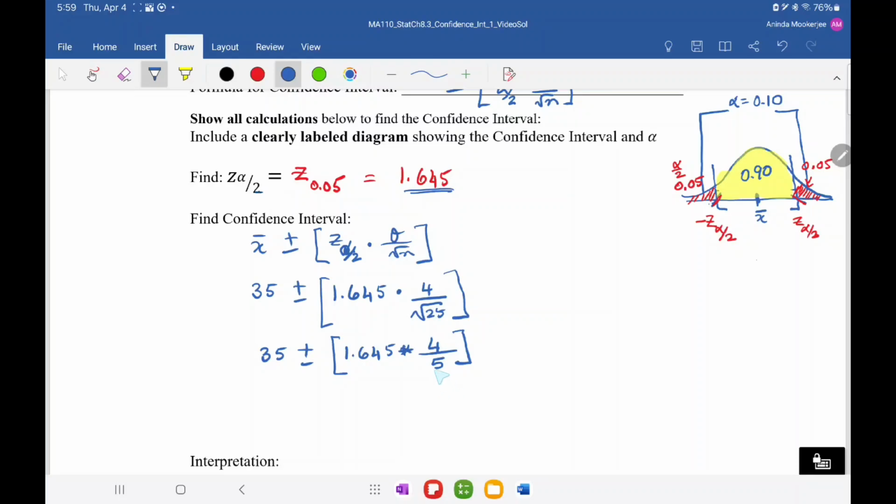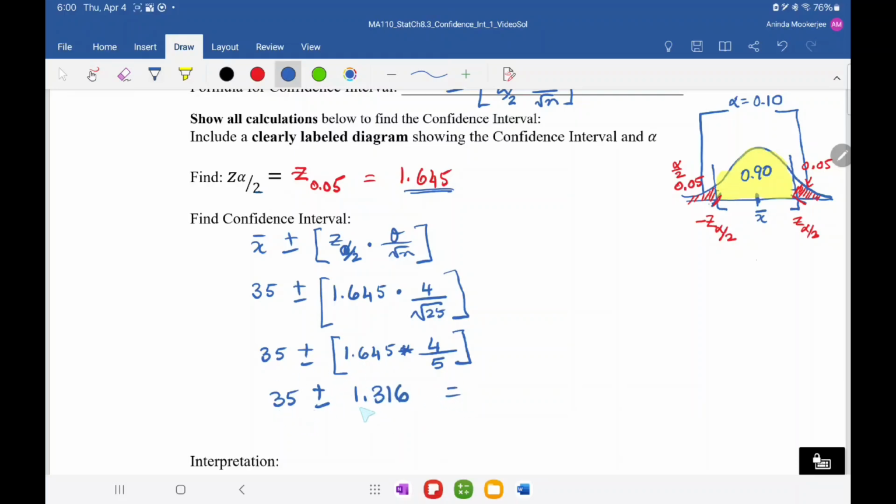1.645 times 4 divided by square root over 25. And when we do this calculation, you have to do the 1.645 times 4/5 first, and then add or subtract that value to the 35. So 1.645 times 4/5, which is 0.8, gives us 1.316.